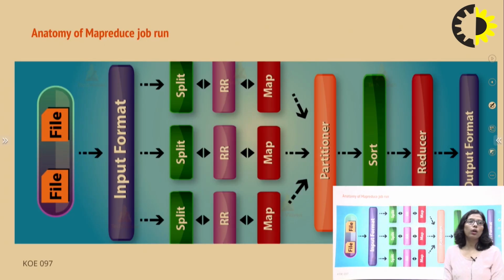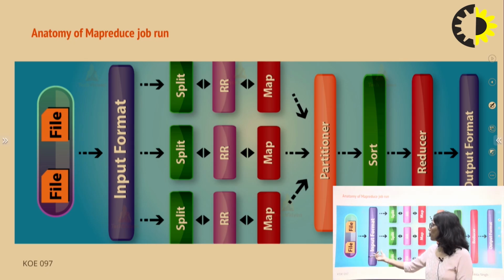Next, anatomy of MapReduce job run. Now here, this is a whole anatomy. First, the file is in some input format. We are dividing that file into different input splits.